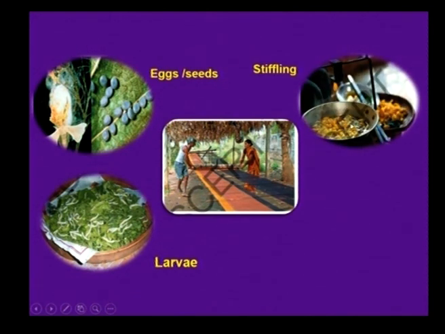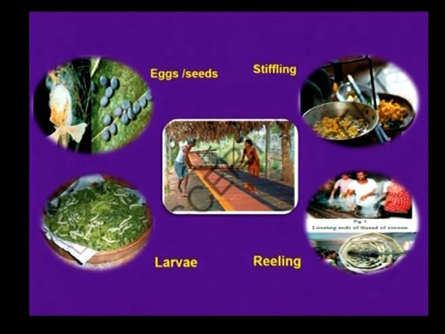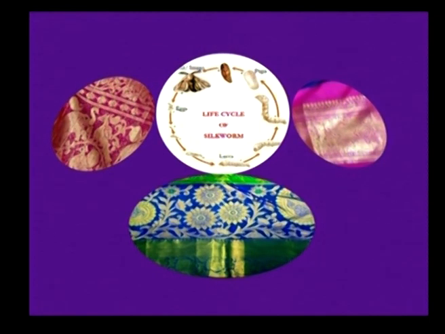Here the cocoons are boiled. This process is called stifling. This is done for the production of silk from the cocoons. Otherwise the yarn may be spoiled and destroyed. So this is an important process. And here after stifling, reeling is done, and then the weaving of the silk cloths is done by the weavers. This is the life cycle of a silkworm. Imago, eggs, larvae, pupae, adult.